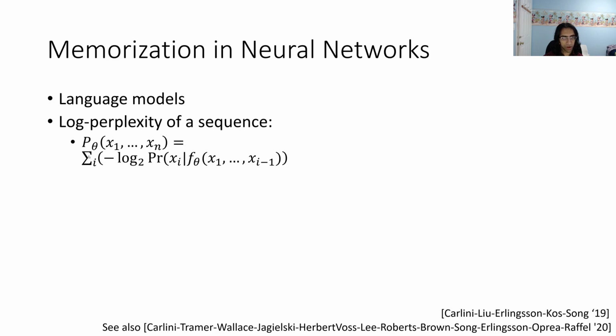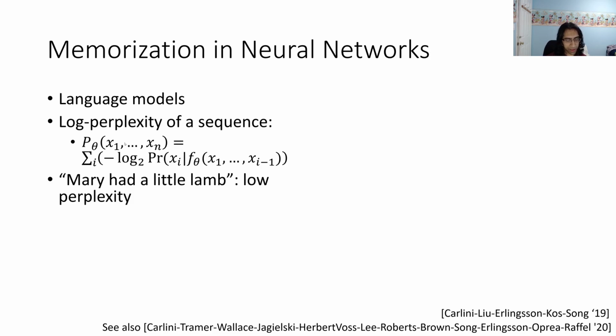It just says how unlikely a sequence is. If you reason it out, you'll see that a high perplexity corresponds to a sequence which has a low probability, and vice versa, of course. So for example, "Mary had a little lamb." This is a sentence which could appear very naturally in English. So we would assume that a language model would assign a low perplexity score to this sentence.